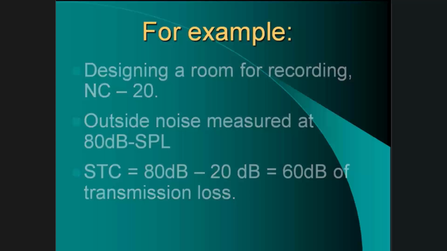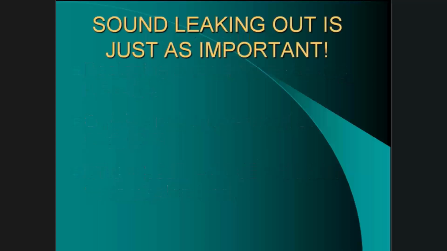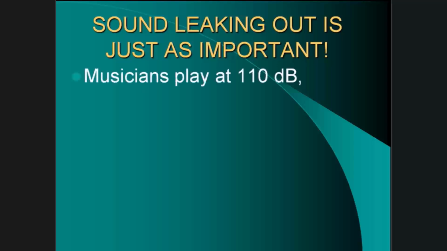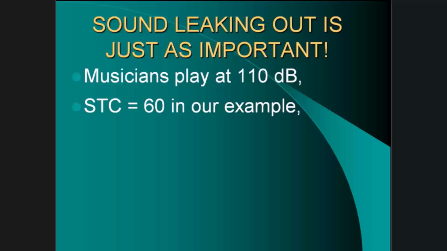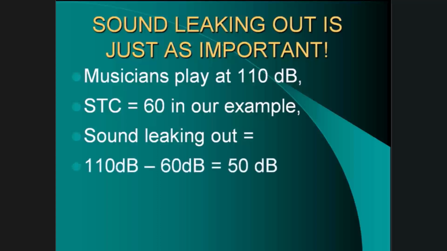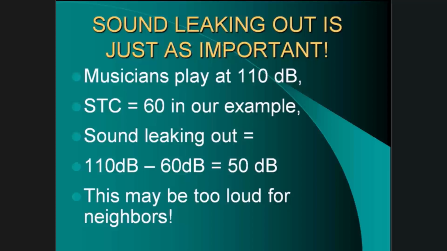And perhaps even more important is the amount of sound that leaks out of the room. If our musicians play at 110 decibels, and we've built a room with a sound transmission class of 60, the amount of sound leaking out is going to be 110 minus 60, or 50 decibels of sound pressure level. This may be way too loud for the neighbors.